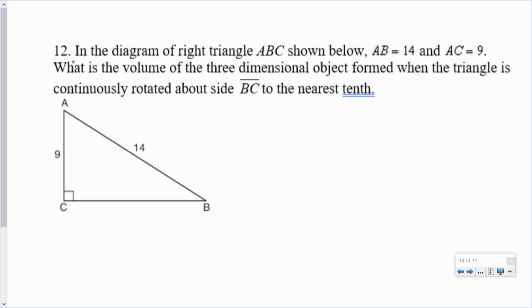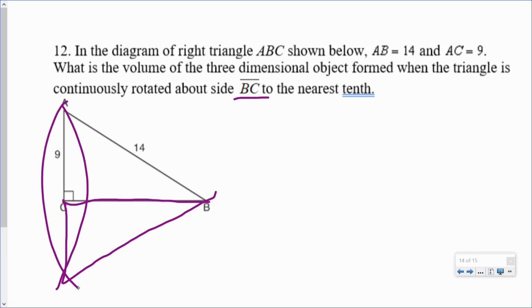In a diagram, a right triangle ABC is shown below. AB is 14, AC is 9. What is the volume of the 3-dimensional object formed when the triangle is continually rotated about BC? So I'm going to give you 15 seconds. Start by rotating it about side BC. Okay, that's enough time. Reflect it in 2 dimensions. Connect it with curves. That's a cone.